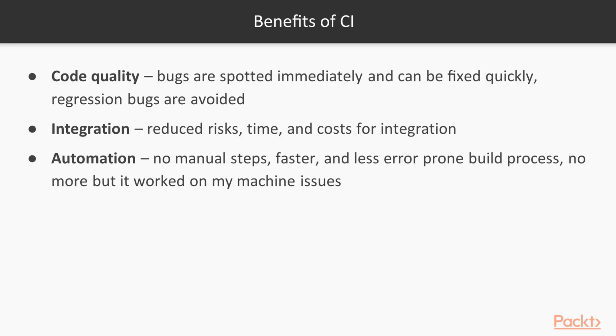Here are some benefits of using continuous integration for software development. In terms of code quality, CI allows to spot bugs as soon as they appear and hence to fix them more quickly. In terms of integration, CI reduces risks, time and costs generally due to complex integration with other systems. In terms of automation, CI removes manual steps, makes the build process faster and less error-prone, and avoids the classic "but it worked on my machine" issue and other dependency problems that many developers experience when they integrate their code on a shared system.